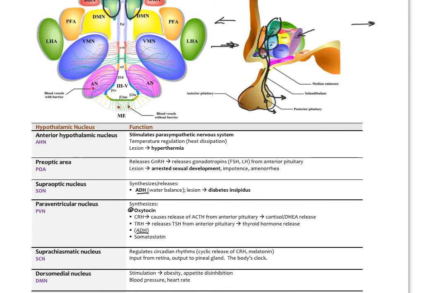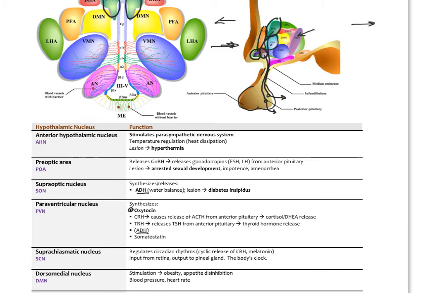Suprachiasmatic nucleus, we talked about that in the previous videos. That's here. This is very important in that it is the site of our 24-hour circadian clock. And the suprachiasmatic nucleus is receiving nerve fibers from the optic nerve, which again are tied in with those blue light-sensing ganglion cells in the retina. And they're entraining us to a 24-hour day or solar rhythm.